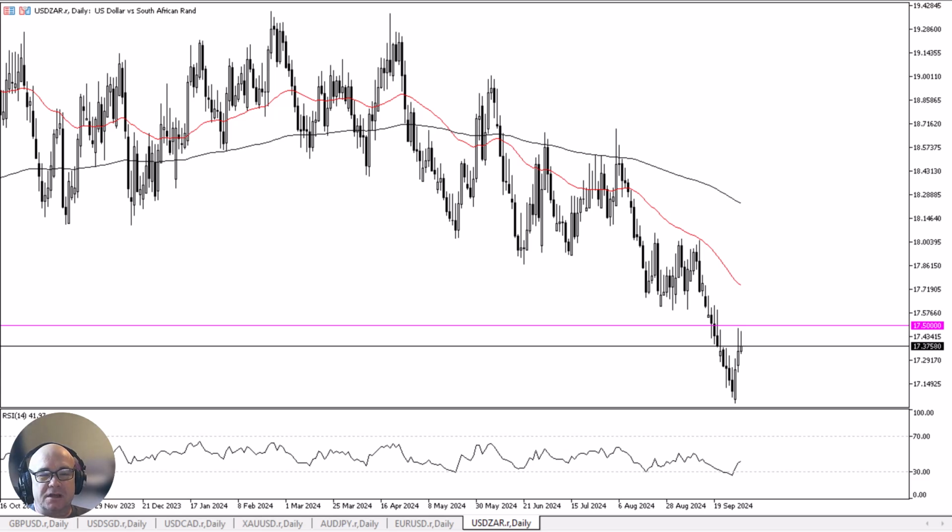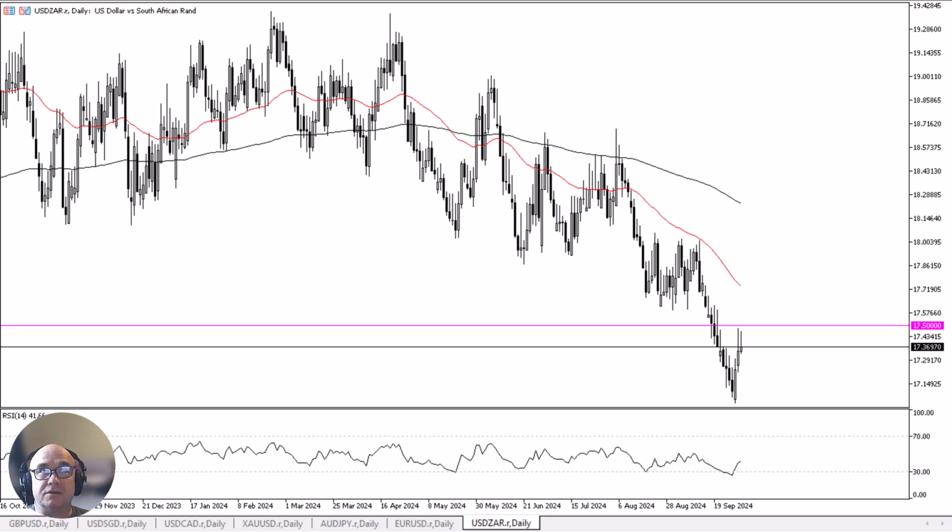The US dollar initially rallied during the trading session on Wednesday to try to reach the 17.50 Rand level, an area that was tested during the previous session. That being said, this is a market that is struggling to break above that level, and it's probably worth noting that this is a major downtrend that we have been in for a while.